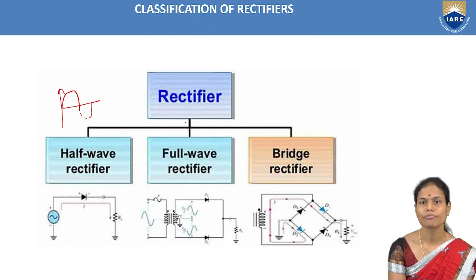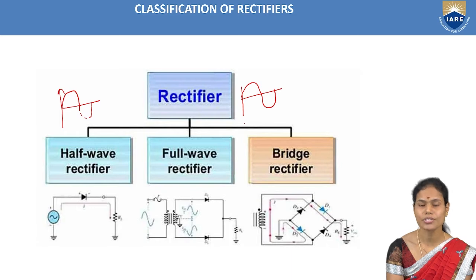In the case of full-wave rectifiers, we have two types, the center-tapped full-wave rectifier as well as the bridge rectifier. In the full-wave rectifier, we use a center-tapped transformer and we utilize the total full cycle of the applied input voltage for converting AC into DC form. Similarly, in the case of the bridge rectifier also, we utilize the total full cycle of the applied input voltage for converting AC form into DC form.